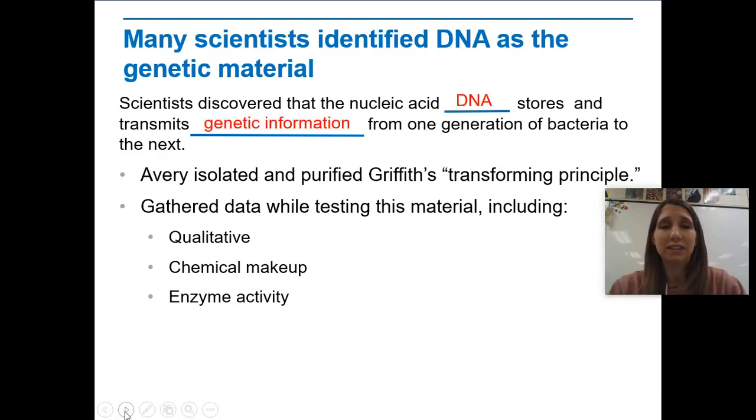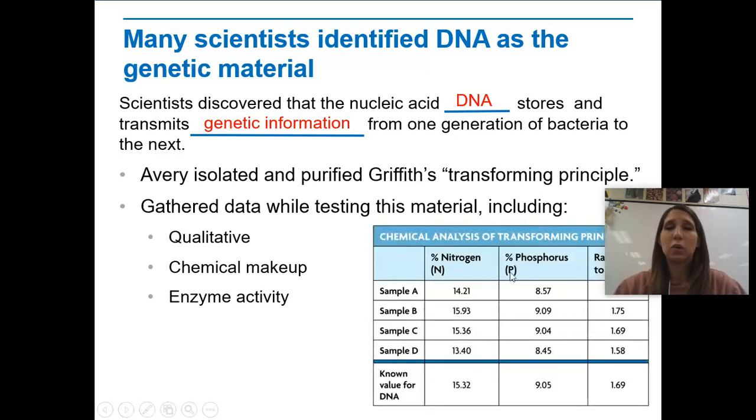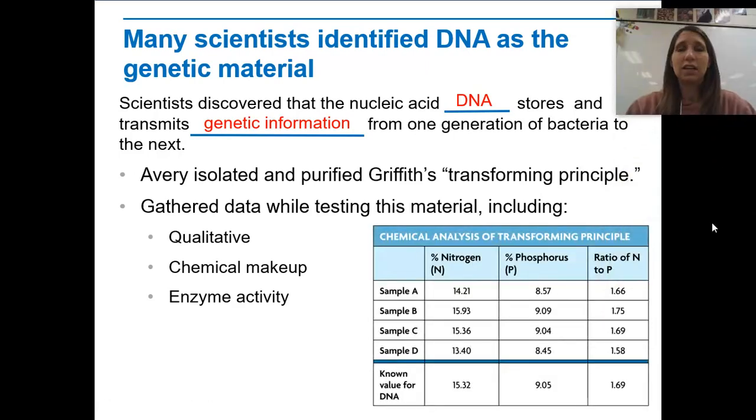So what he identifies as part of that, he gathers all sorts of different types of data. He did qualitative analyses. He did analyses of enzyme activity. He looked at the chemical makeup of that isolated transforming principle. And all of those signs, all the results that he got, all the data he gathered from all of that tended to point to this idea that it was likely going to be DNA that actually made up this transforming principle, which was at the time like totally unheard of. This was not a concept that anyone would have really thought to be true.